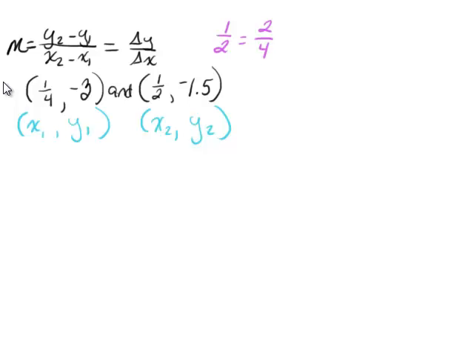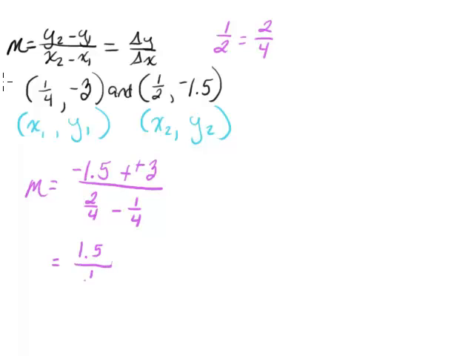Alright, so looking at this, we're going to say negative 1.5 minus negative 3. So m equals negative 1.5 minus negative 3, and then 1/2 minus 1/4. So I know that that is 2/4, so 2/4 minus 1/4. Negative 1.5 minus negative 3, well, using same change, that's going to give us 1.5. And the denominator is going to give us 1/2.